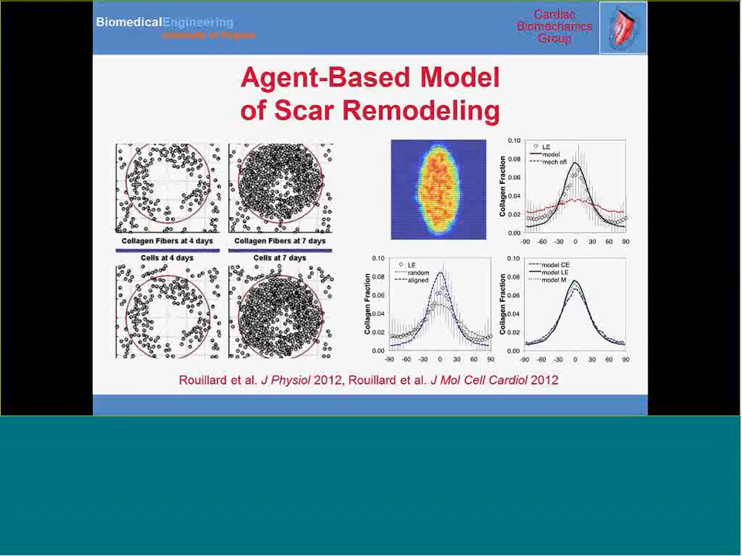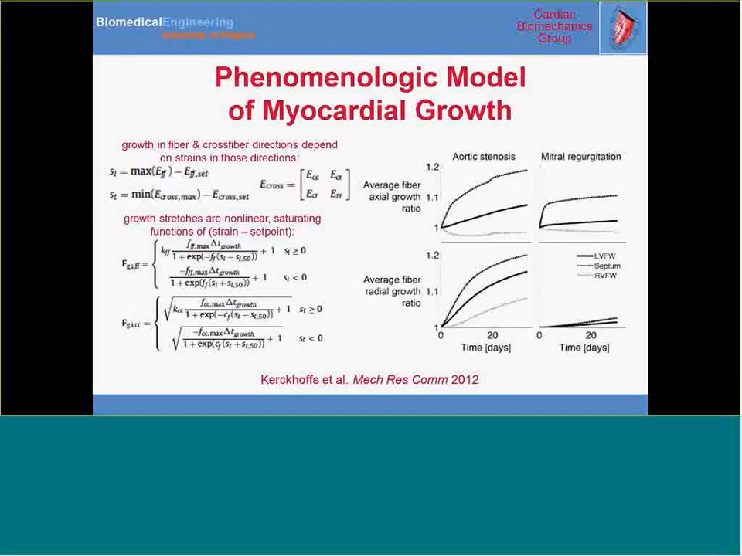And in particular, we've used this to look at the determinants of collagen alignment, which is important for the tissue properties. We've explored a number of factors, but one of the key ones that determines that collagen structure in the scar is the mechanical environment, which means when we start pacing and changing the mechanics, we expect the scar to remodel. We also expect the myocardium to remodel, and to predict that, we're using a class of models called phenomenologic growth models. The equations look like this.